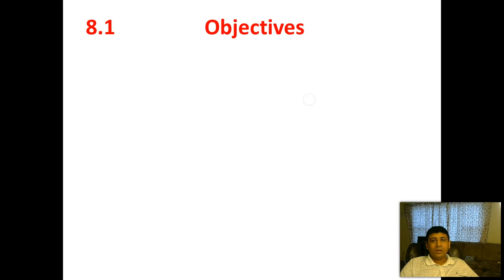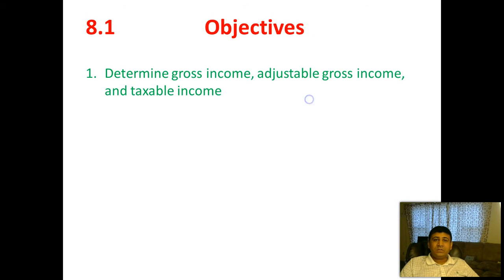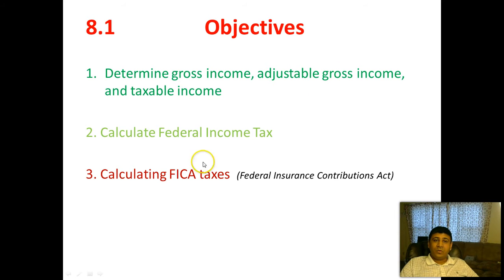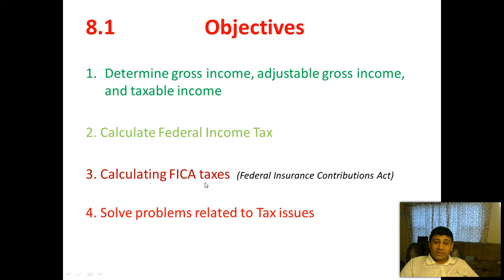Today we are talking about section 8.2, which is about income tax and personal taxes. Now our main goals in this section are to look at the main terms used in tax calculation, for example gross income, adjusted gross income, taxable income, and then how to calculate the actual tax. We will also look at how to calculate FICA taxes, Federal Insurance Contribution taxes, which is Social Security and Medicare, etc. We will look at some problems, examples, and scenarios.